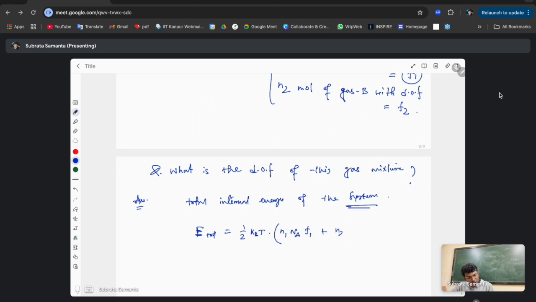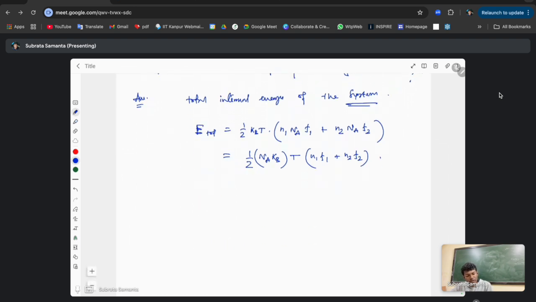plus n2 times F2. So that is basically half Na kB times T times (n1 F1 plus n2 F2). Since Na kB is R, this is half R T (n1 F1 plus n2 F2). So this is the total energy of the mixture. Okay, so energy simply adds.